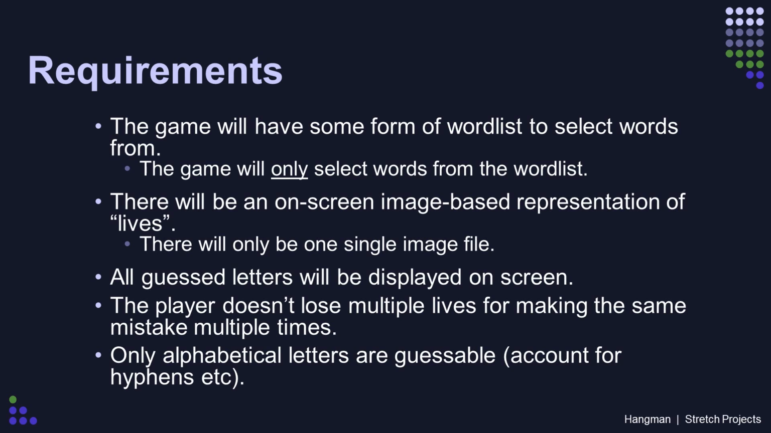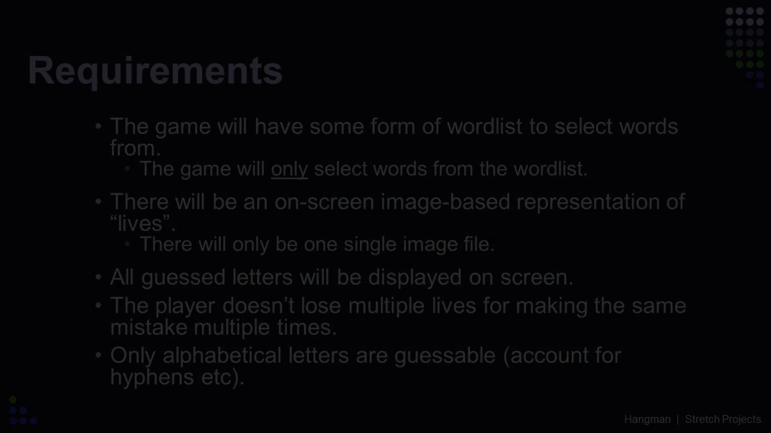Next we're going to need an image we can use to keep track of lives. I will be using a single image here, like a sprite sheet. We will display a list of all of the letters the player has guessed on screen. We won't do anything if the player guessed the same letter multiple times. And finally, we will limit the possible guesses to just alphabetical characters.